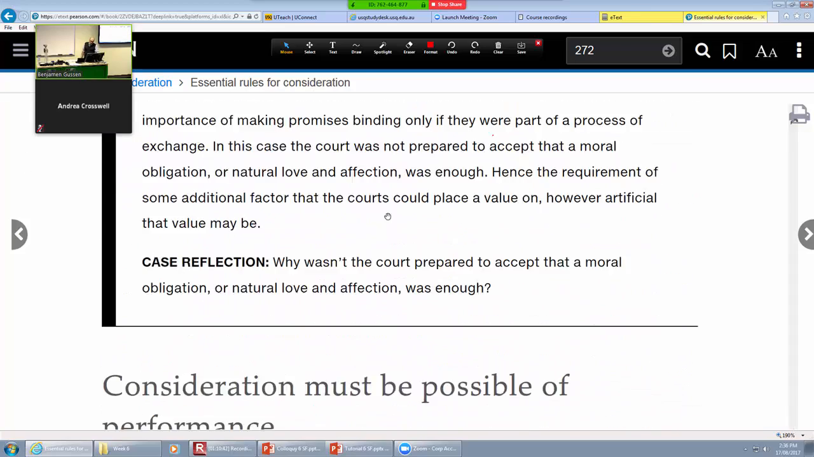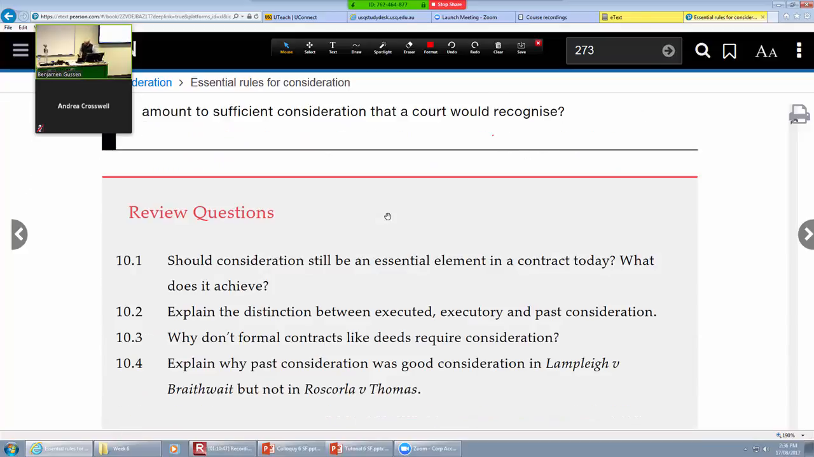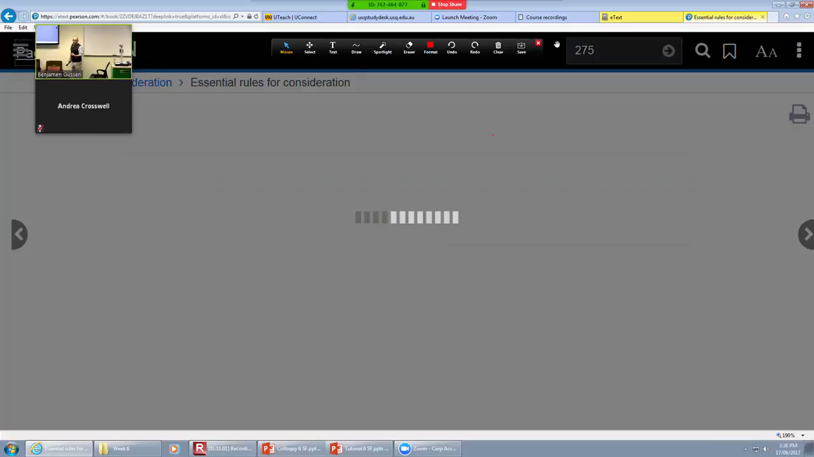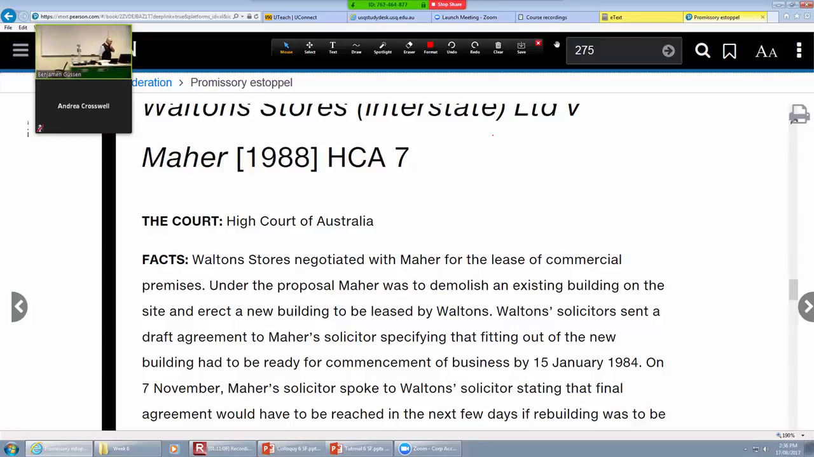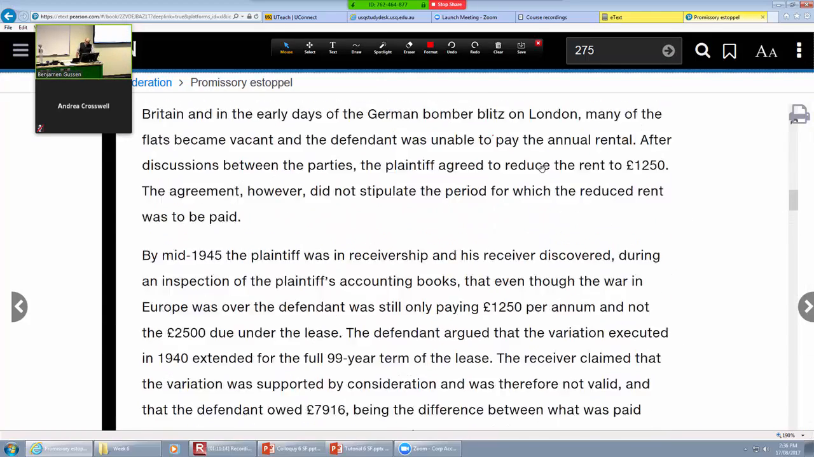Let's move on then, straightforward to the last two cases on pages 274 and 275, and we're going to talk about estoppel as an exception to this idea that for a simple contract you have to have consideration. Okay? So we're looking at something historical, which is the one from the United Kingdom, High Trees, and then we're going to look at Walton's.